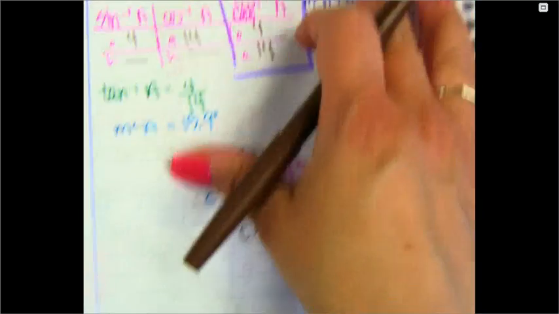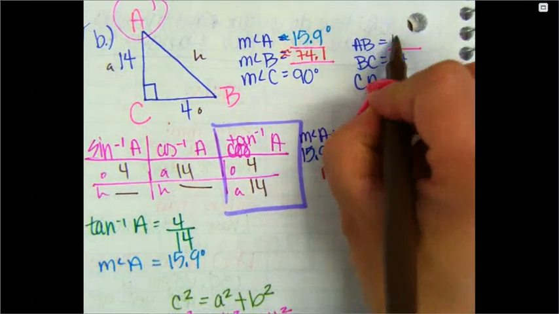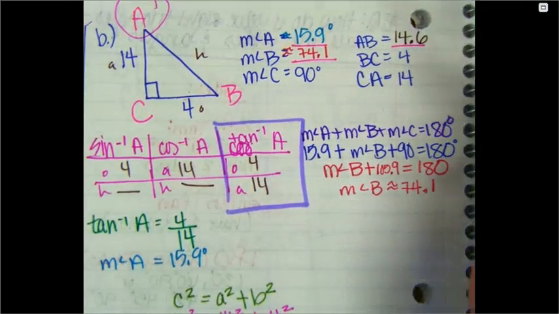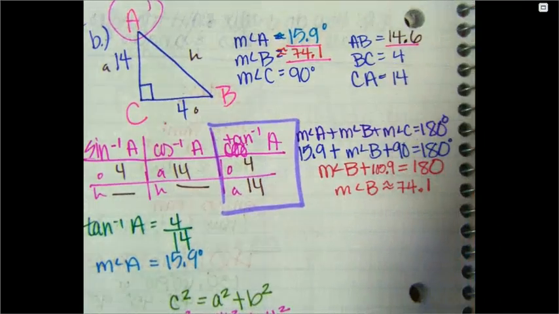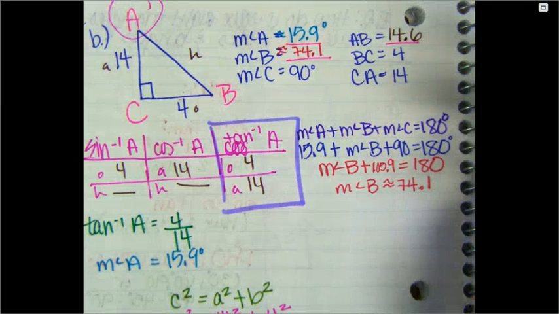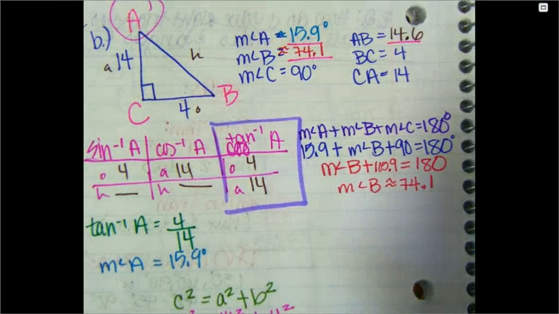Yeah? Okay, so up at the top, 14.6. Do you have all 3 angles? Yeah. Do you have all 3 sides? Yeah. Did I do anything new? No, I did not. Does this make sense? Yes. I got a question.